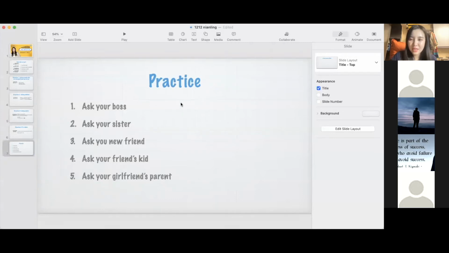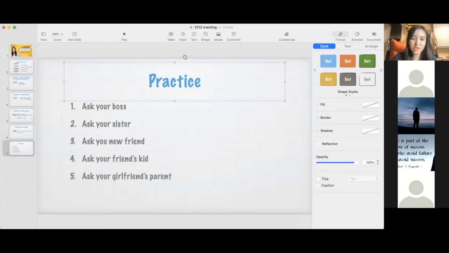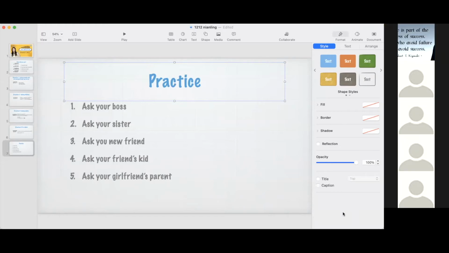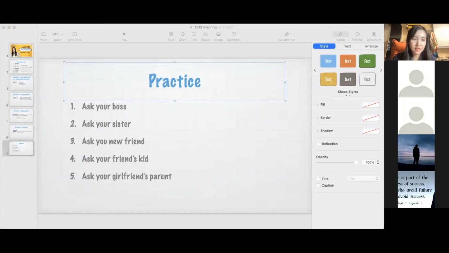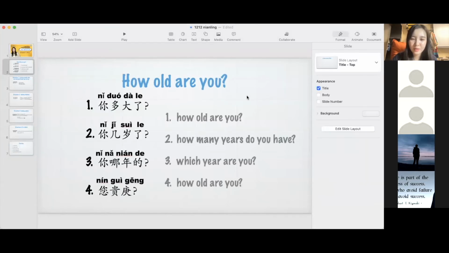And here is the practice. You guys can answer the question in the chat room, or just unmute yourself and answer. So first situation, how can you ask about age when you ask your boss? You guys can directly answer, because I didn't mute any of you. Or you can answer here. No one? Hello? Oh, I forgot the Number 4. Okay, you can see here. Which one? Ask your boss.